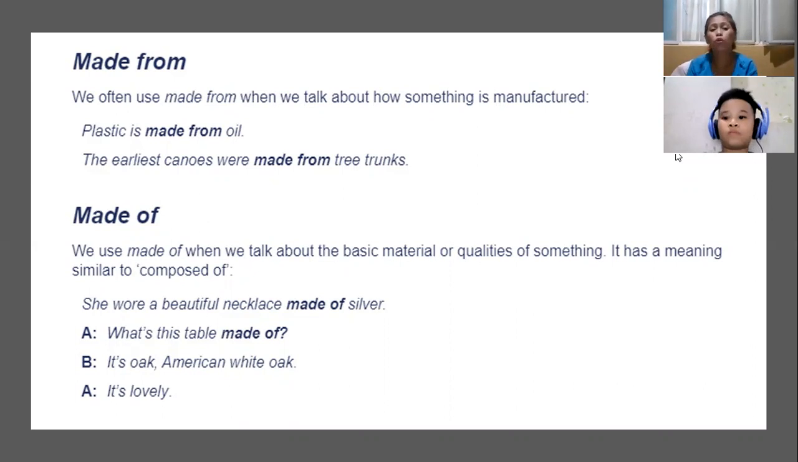Made of, we will use the word made of. We use made of when we talk about the basic material or qualities. Like when I say, your necklace is made of what? Gold or silver? Oh, it's only gold. What is your table made of? Oh, it's glass, teacher. Our table in the kitchen is made of glass. Made of glass. But when you say made from, we are talking about how something is manufactured.